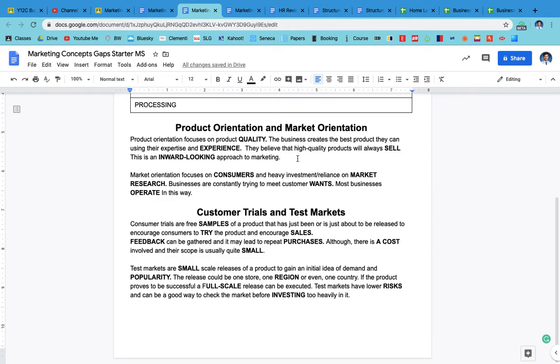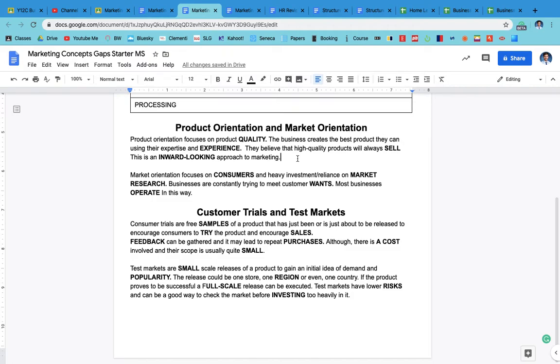This is an inward looking approach to marketing. So you don't follow trends, you don't follow market research, you don't follow the competition. You believe that a high quality product will always sell, and you do what you're good at, what you've become an expert in. I think you could argue that Apple in the past have been quite product orientated. They produced products to the best quality and were quite an inward looking company.